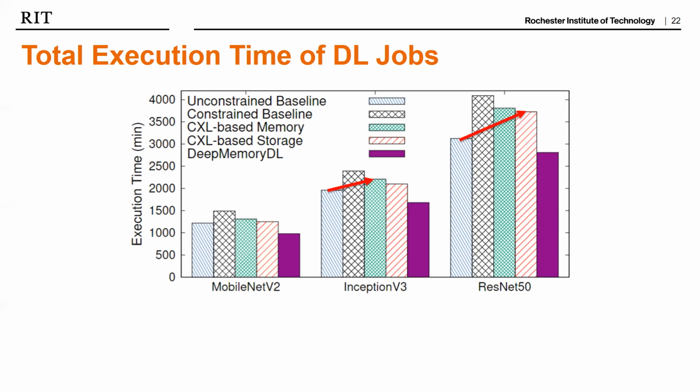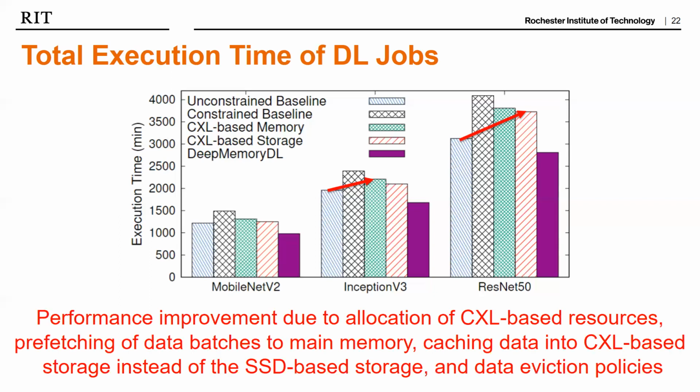Even though there is a slight increase, this allows the developer to solve a much larger working set size with an acceptable overhead. Lastly, the constrained baseline took the longest time and is represented by a more realistic execution scenario, and the CXL-based environments outperform the constrained environment for all experiments. So the observed performance improvement with DeepMemoryDL is attributed to the effective use of CXL-based resources and the implementation of prefetching and caching policies.